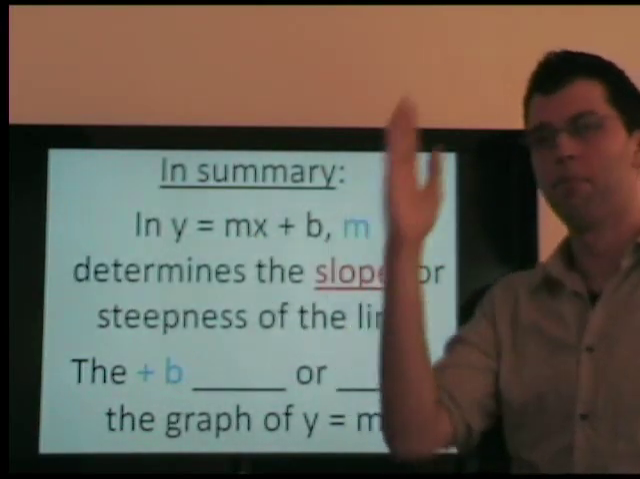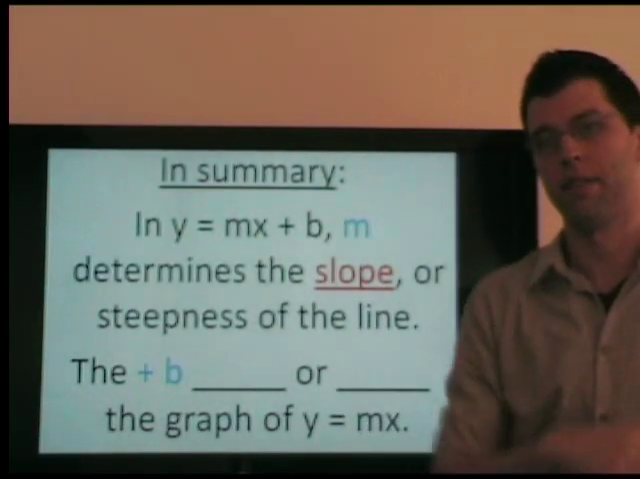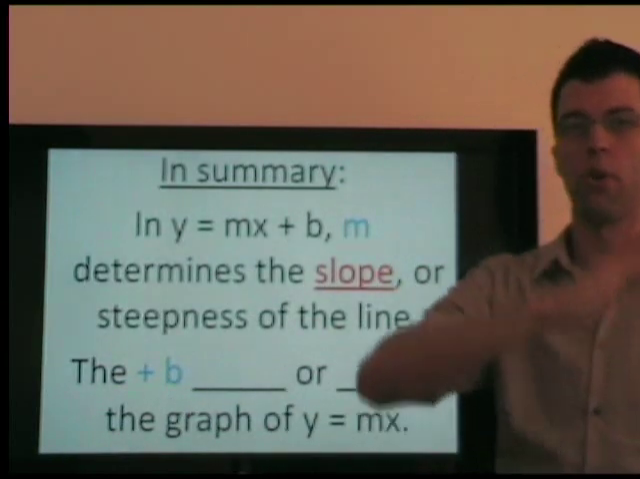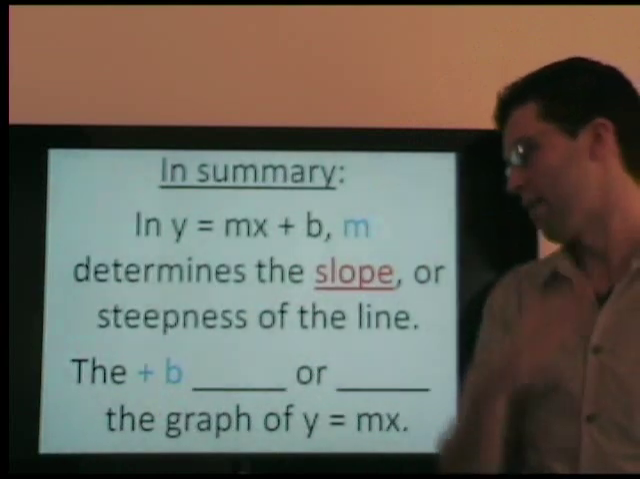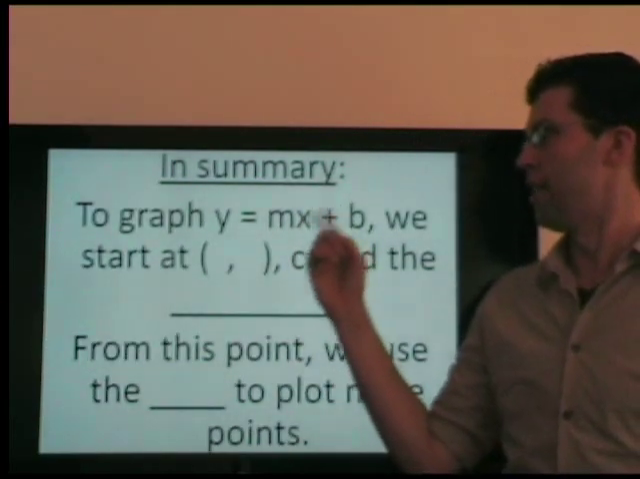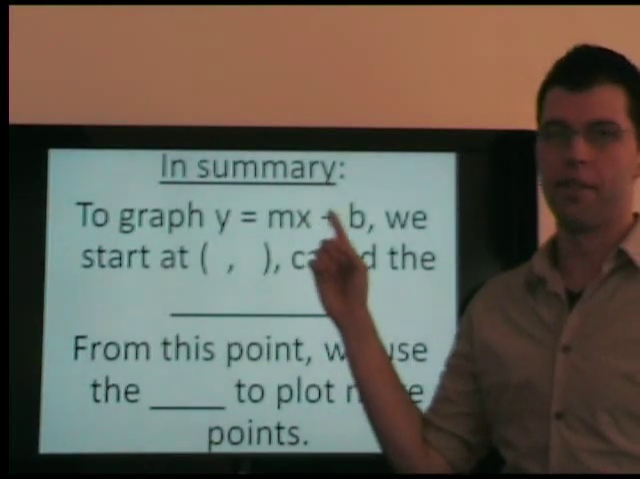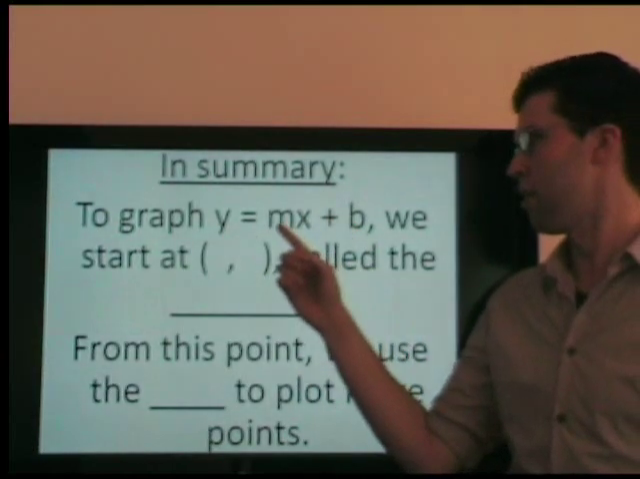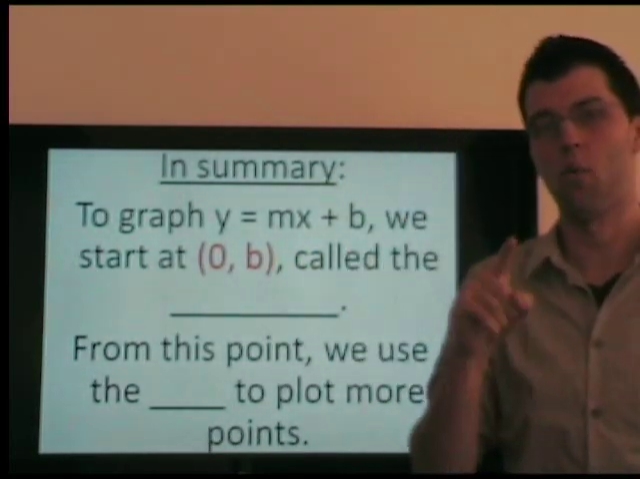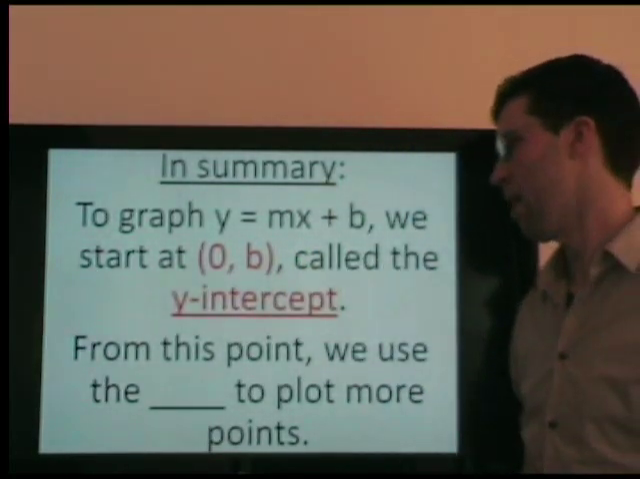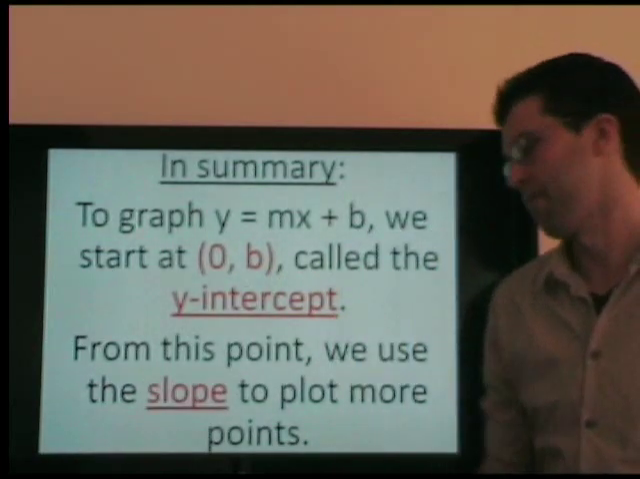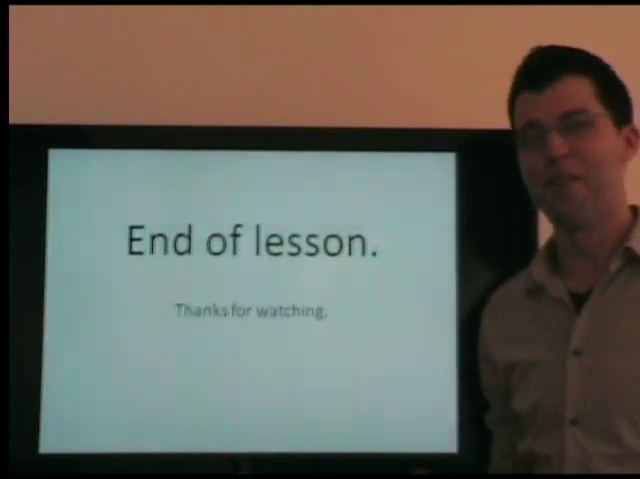If we change m, we change the steepness of the line. We've learned that this plus b raises or lowers the graph. So in summary, to graph equations in this form, we start at not 0, 0, but 0, b. And we call this point on the y-axis the y-intercept. From this point, how do we plot points? We use the slope. That's all. Thank you for watching.